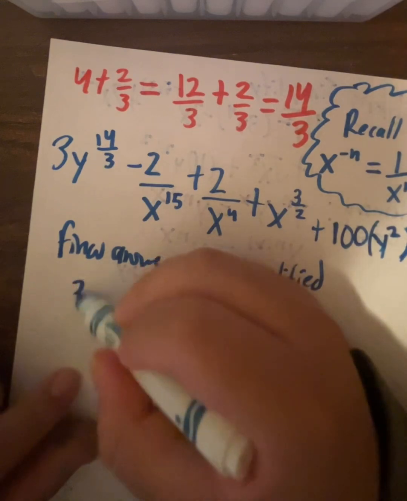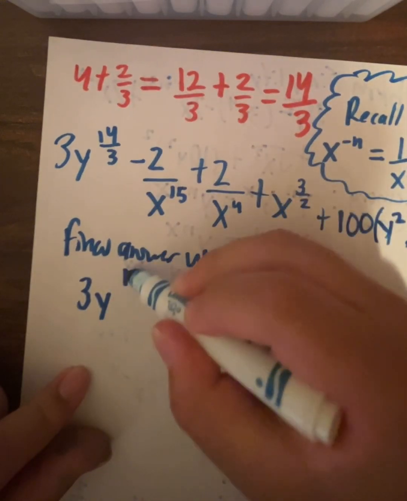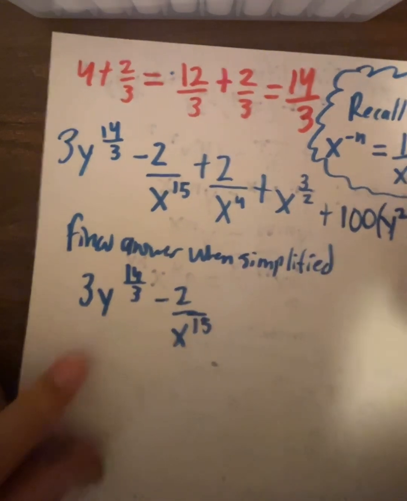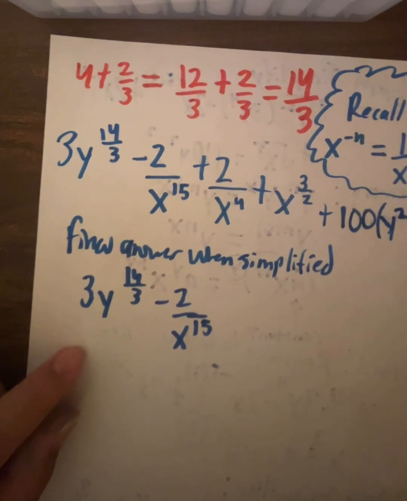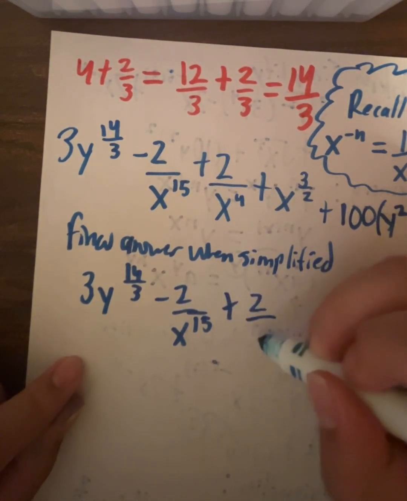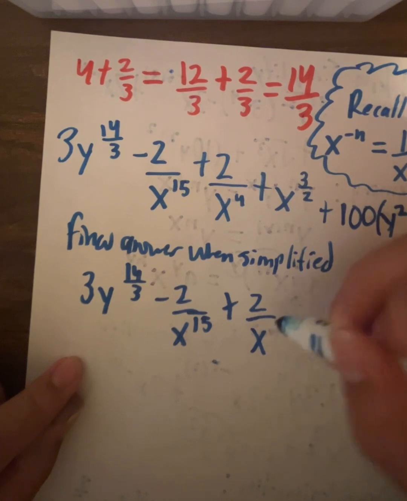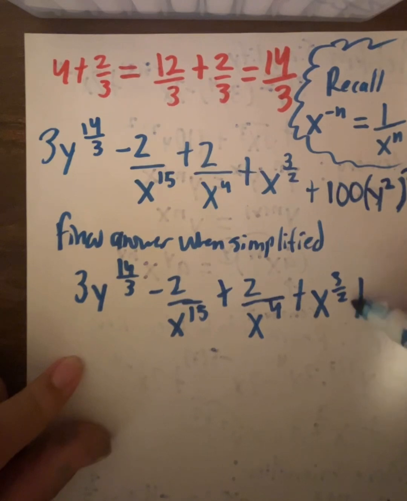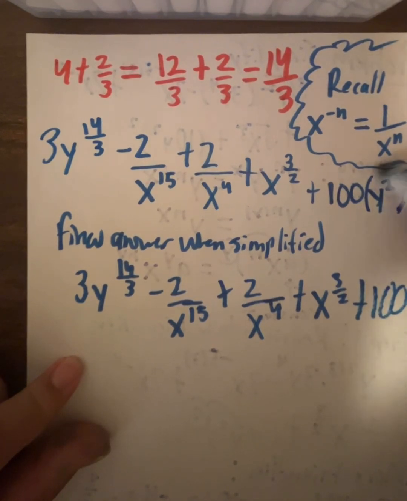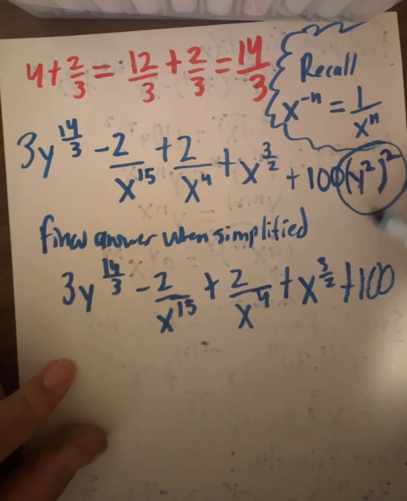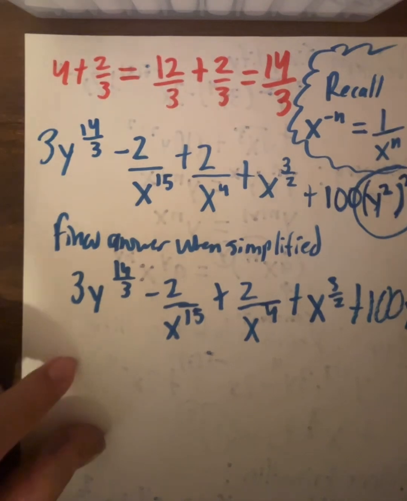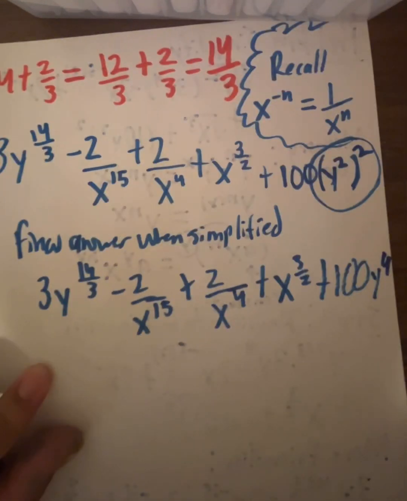And so our final answer, when simplified, will just be 3y to the 14/3, minus 2 over x to the 15, plus 2 over x to the 4th, plus x to the 3/2, plus 100 times y to the 4th. Remember from the memory game, y squared to the 2 would just be y to the 4th. We multiply 2 times 2, and that gives us power 4.